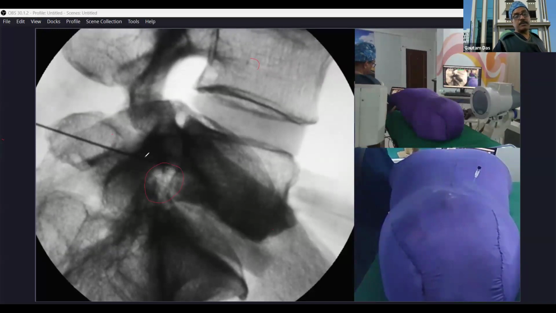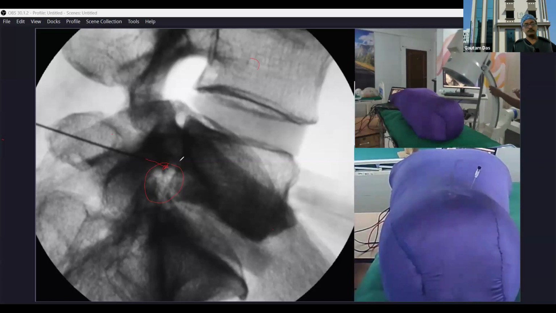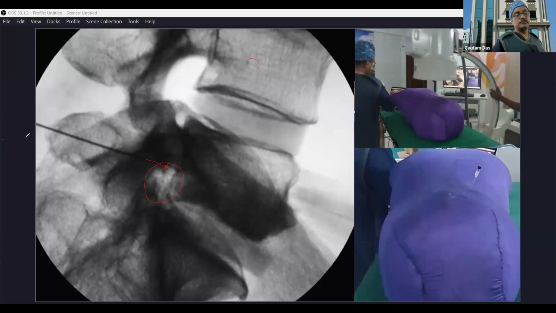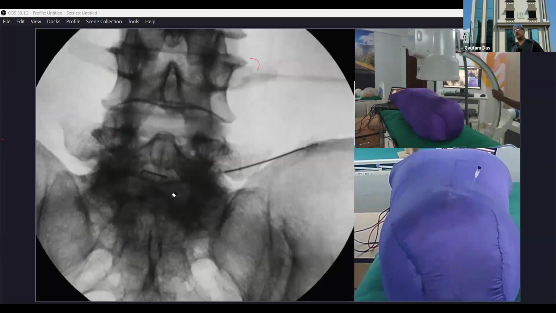This is the foramen. My needle tip is coming here. It is very close to the pedicle. And I have not gone too deep. So this is very safe. I'll be checking by the AP view also. Okay, so fine. I'm there.